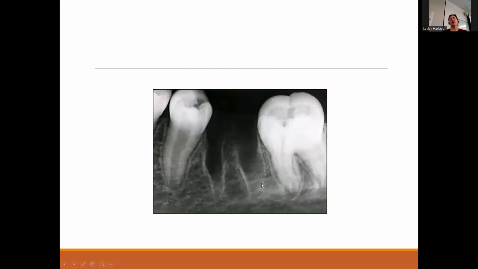Just the outline of a recently extracted tooth. So you can see the socket outline. So the molar was taken out there. Sometimes you'll see things like that. Usually that will fill in and dissipate, but maybe someone would keep a little bit more of an outline for longer, but usually that would just fill in.